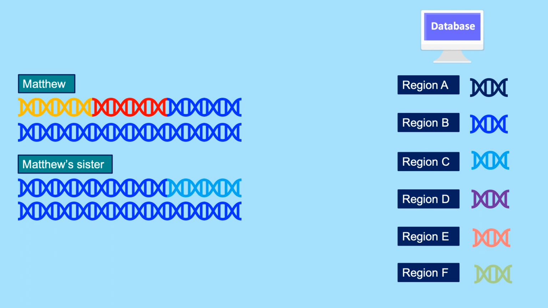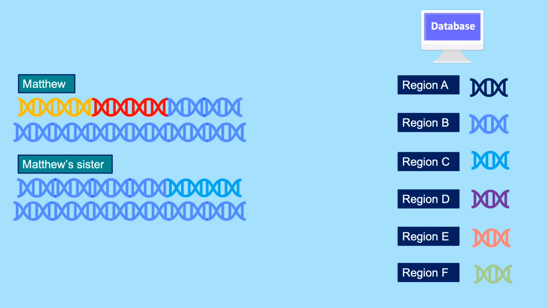You can also see that Matthew ended up with DNA from 2 other regions that his sister didn't inherit. However, they both share most of their DNA from the same region, region B.